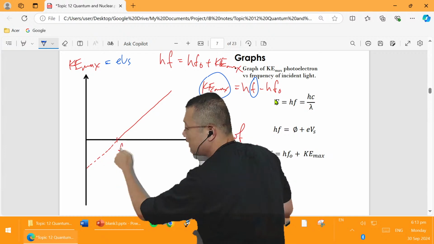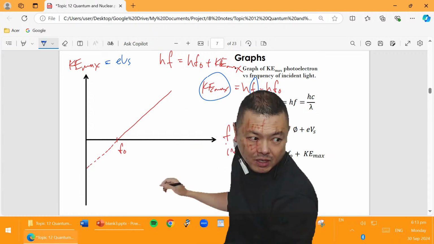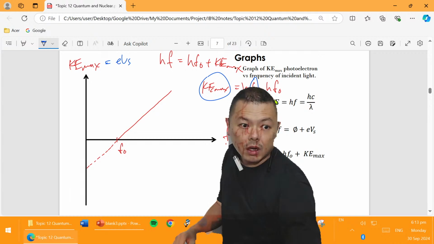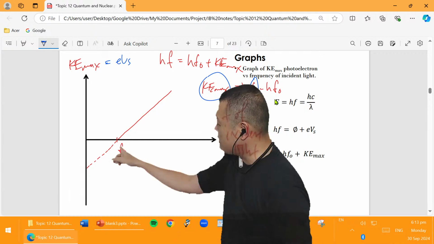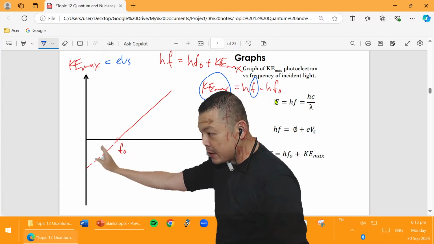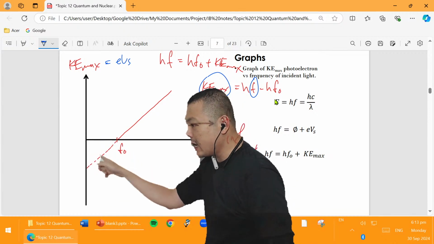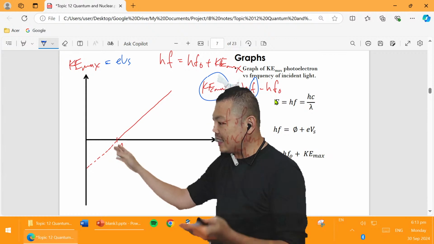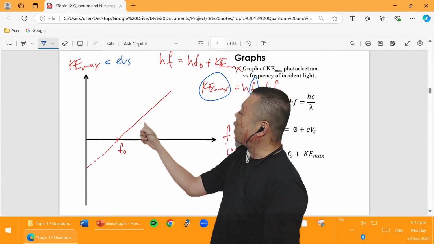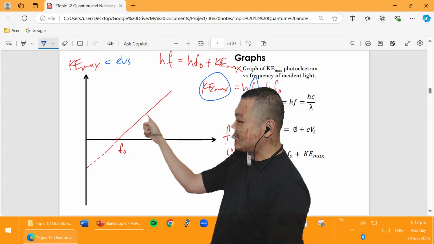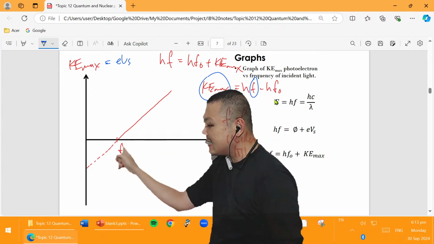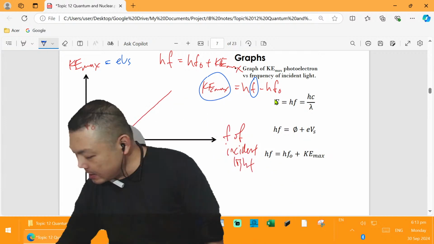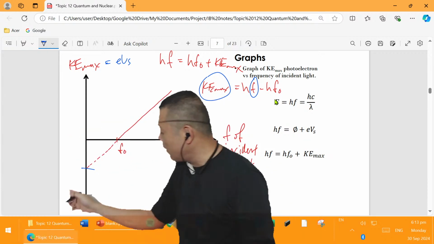But why is it dotted here? Why didn't I just draw a solid line? What difference does it make? Correct, because below the threshold frequency, below the minimum frequency, there are no electrons emitted here. So therefore, the data doesn't exist. Data will exist for all these points along this solid line, but the data here doesn't exist. I just extrapolate it to find what? What does this give me on the y-axis here?